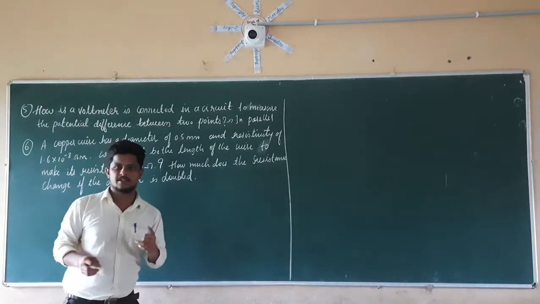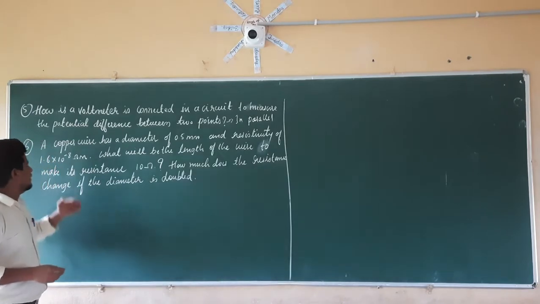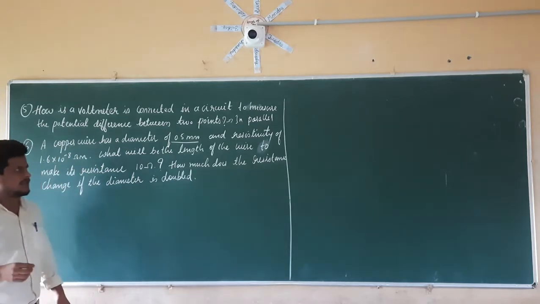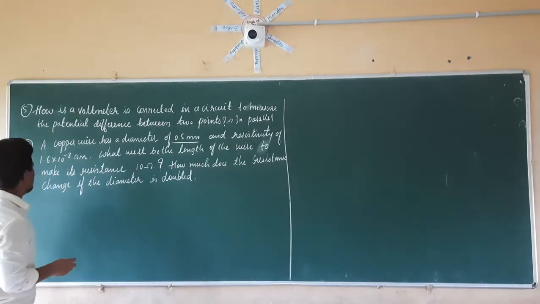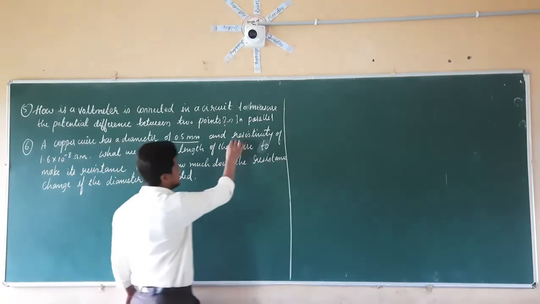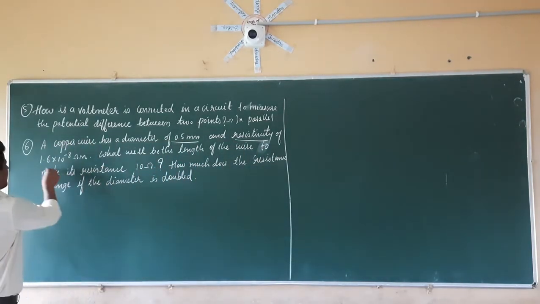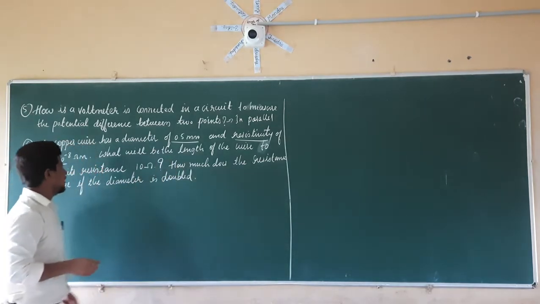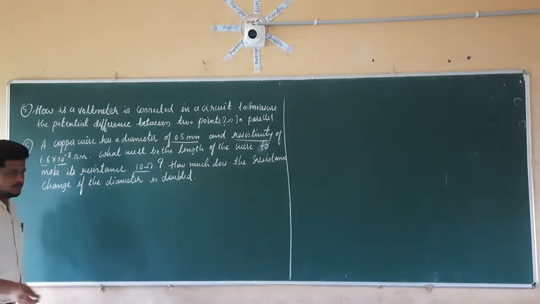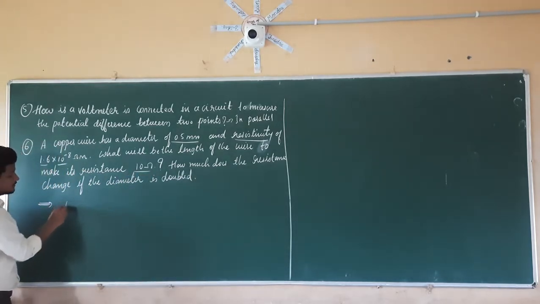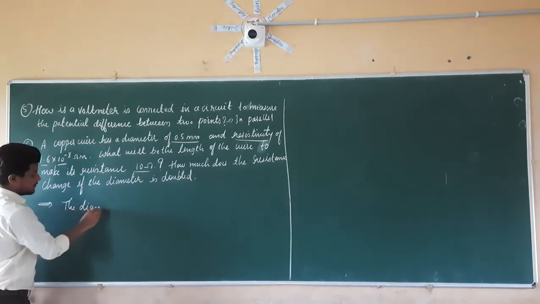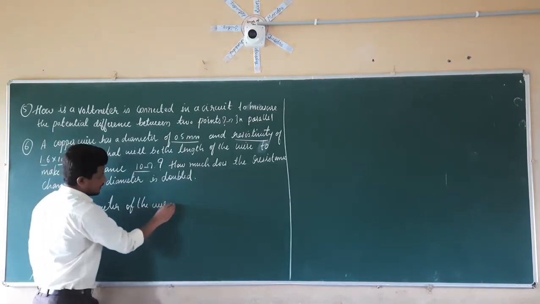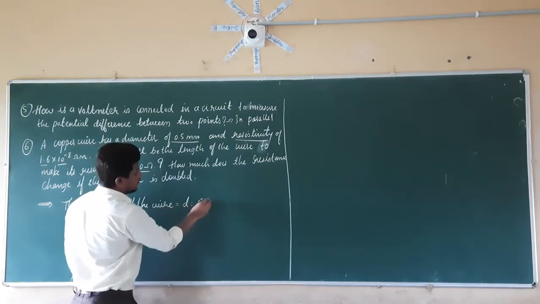Right. So we have to write down the given data first. What are the given here? The diameter of the copper wire is given as 0.5 mm, and the resistivity is given as 1.6 into 10 raised to minus 8 ohm meters. We have to find out the length of the wire, and the resistance is given as 10 ohms. So first write down the given data, that is the diameter of the wire, D equal to 0.5 mm.